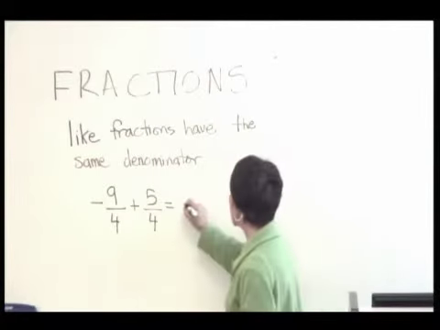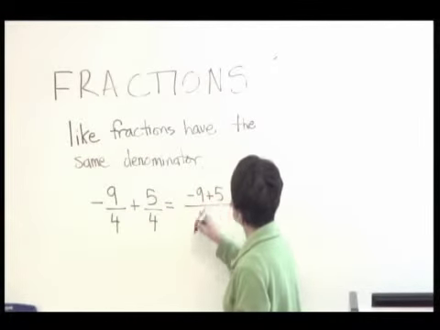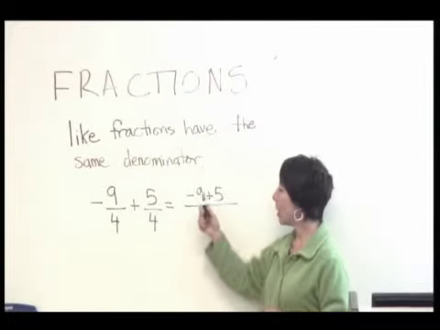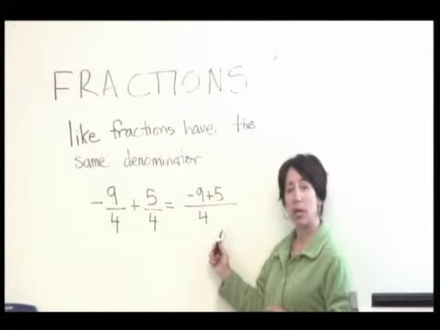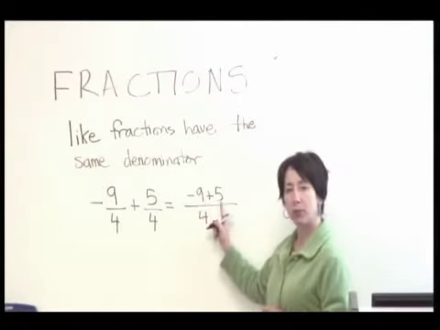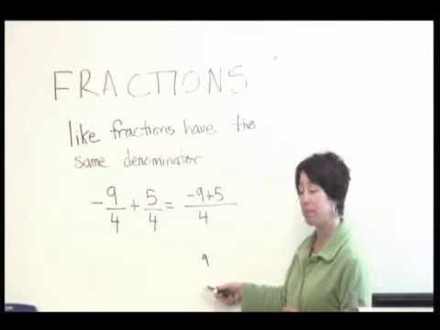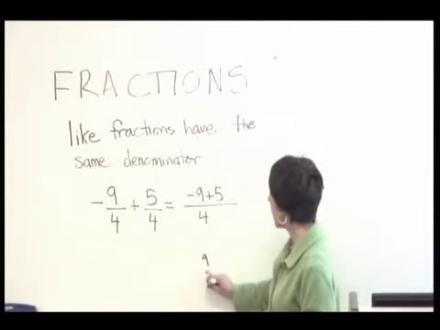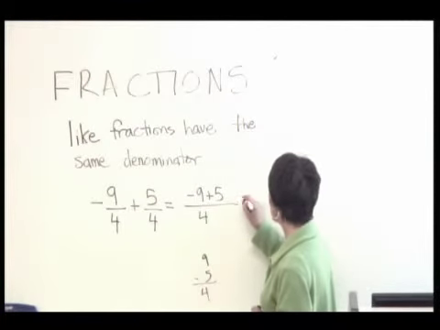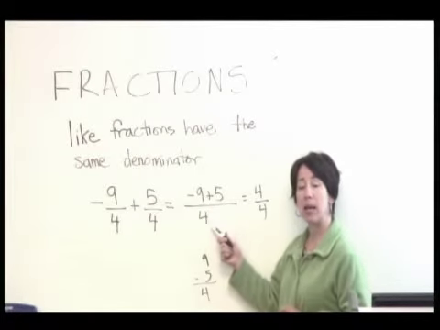Okay, so again, I'm just going to rewrite my problem because this technique may work for some people. Okay, so I have the same denominator, so I'm allowed to add or subtract. Opposite sign, so I subtract. I take the absolute value of each number. Absolute value of -9 is 9. The absolute value of 5 is 5. And since they're opposite signs, I'm going to subtract. My numerical answer is 4. And my denominator stays the same.